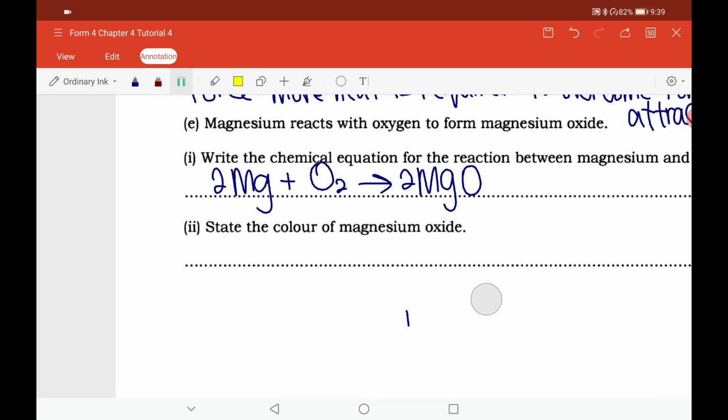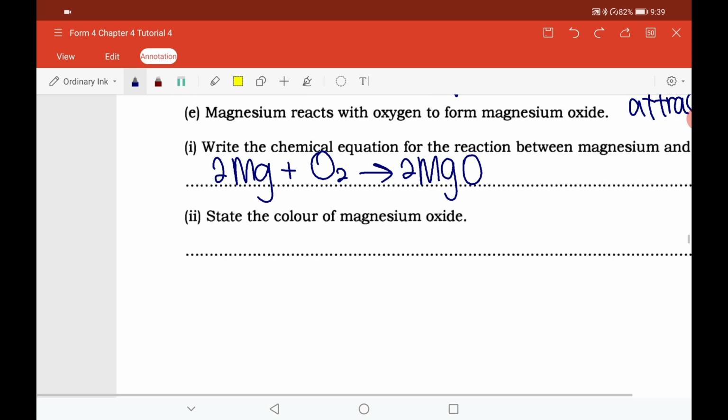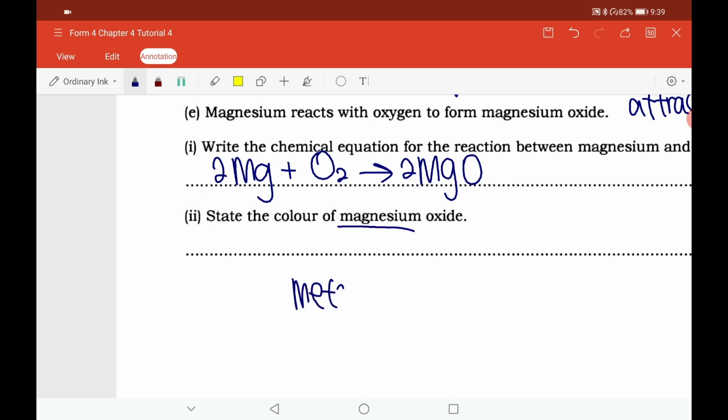So next one, they ask us about the color of magnesium oxide. Do we learn about the color of magnesium oxide? No, we didn't. But I can teach you a simple way to do it, a simple concept for you to know. Magnesium is a metal. So when you see metal combined with oxygen, they are metal oxide. The metal oxide is white color.